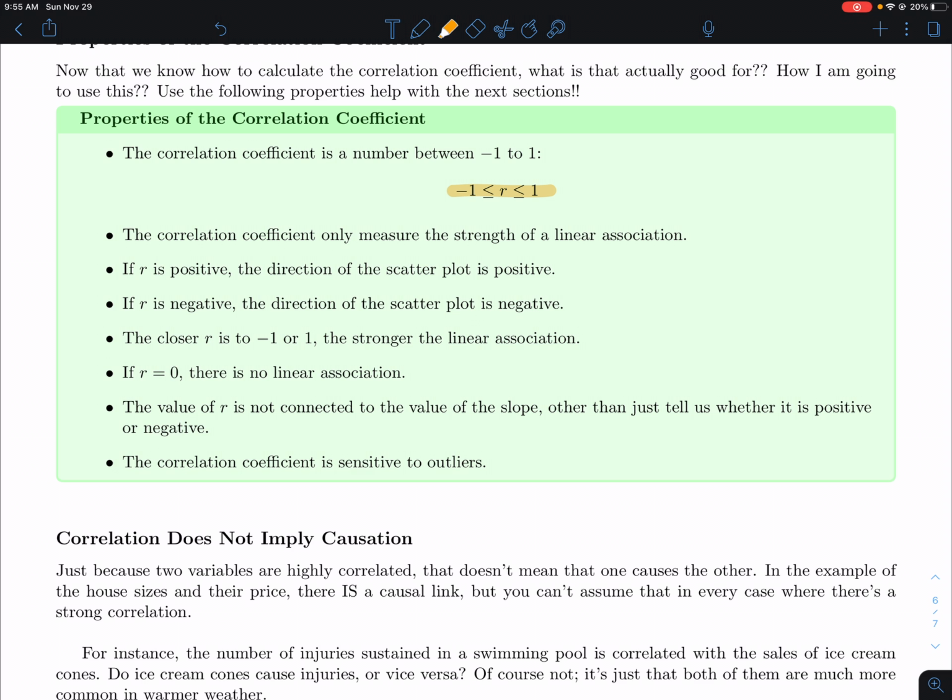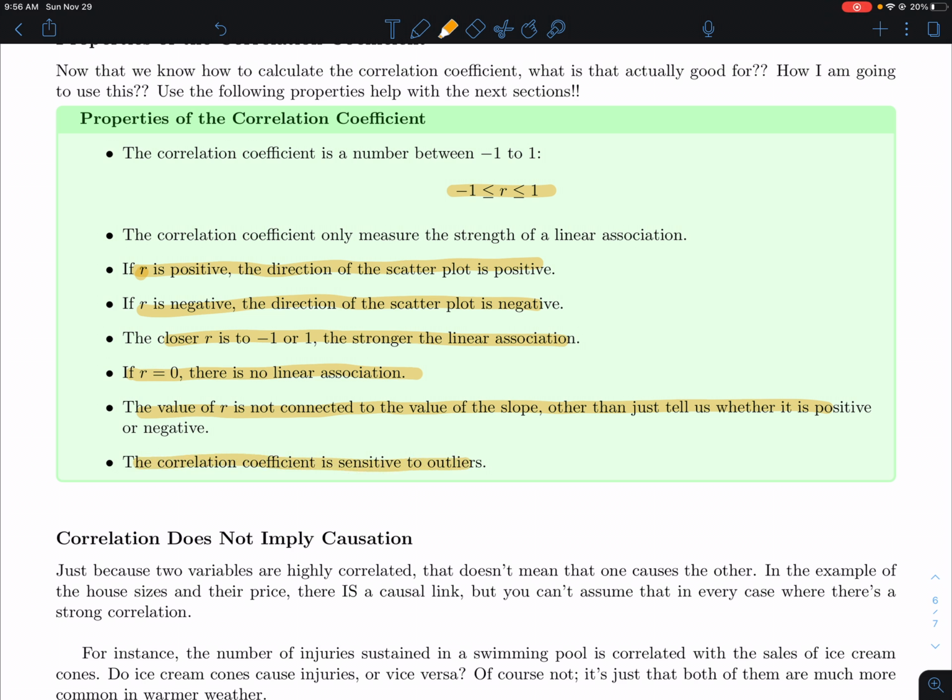Again, like I mentioned before, if R is positive, the direction of the scatter plot is going to be positive. If R is negative, the direction of the scatter plot is going to be negative. The closer to -1 and 1 we are, the stronger the relationship. If R equals 0, or if we're even close to 0, then that means there's no real association whatsoever. Again, the value of R is not connected to the value of the slope, other than it tells us it's positive or negative. It doesn't tell you the actual slope.